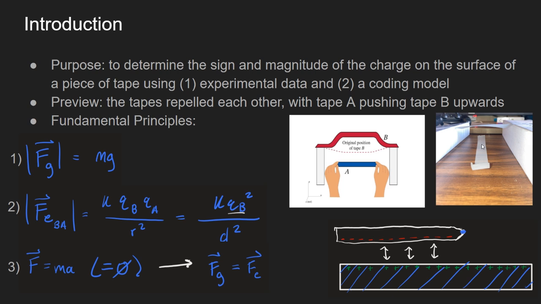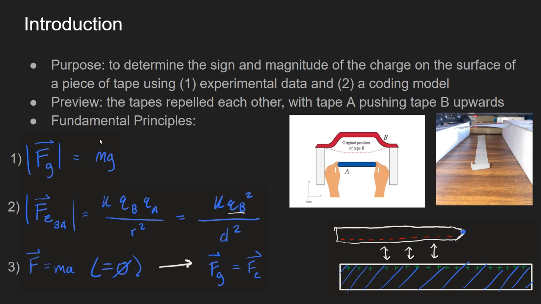I didn't actually get a good picture of what happened in the experiment, but here's my setup for how I did it. And I ended up with something like this where the tapes repel each other. And that's my preview, is that tape A pushed up tape B.